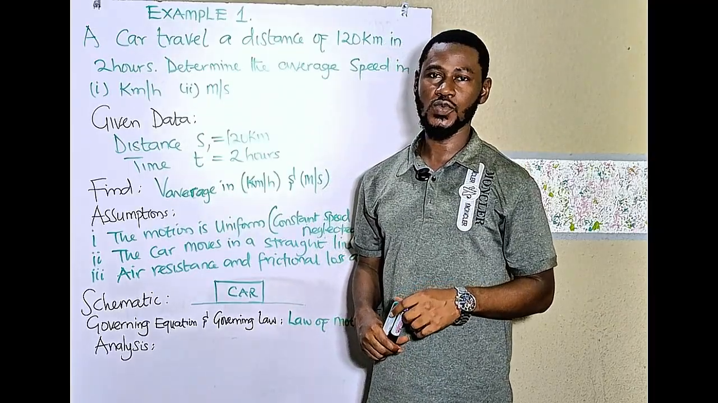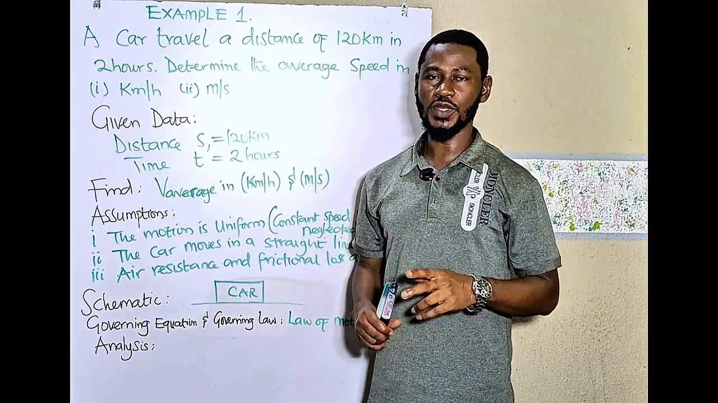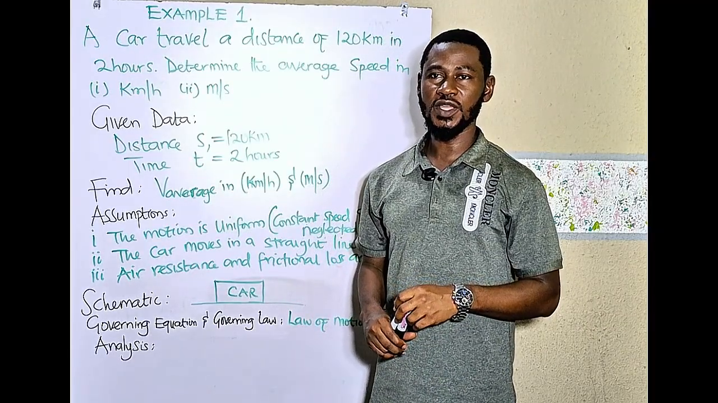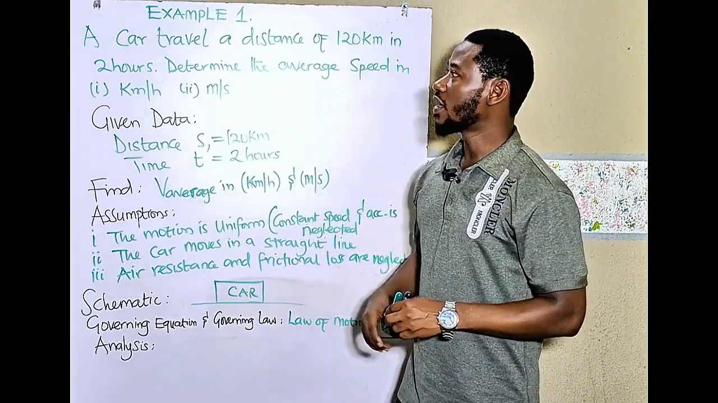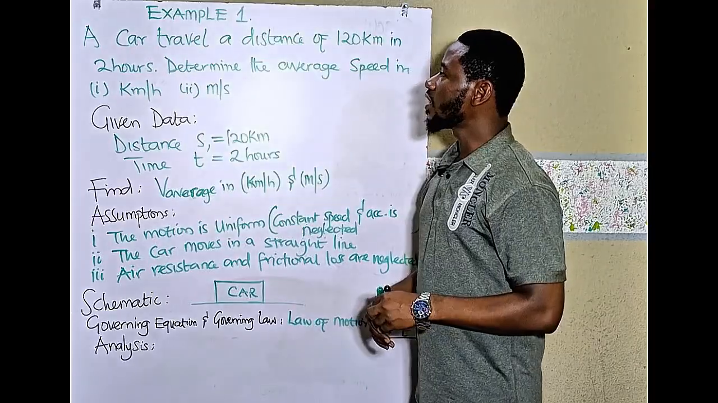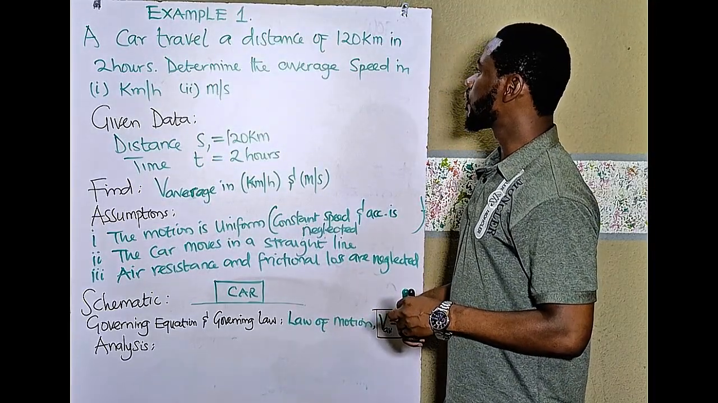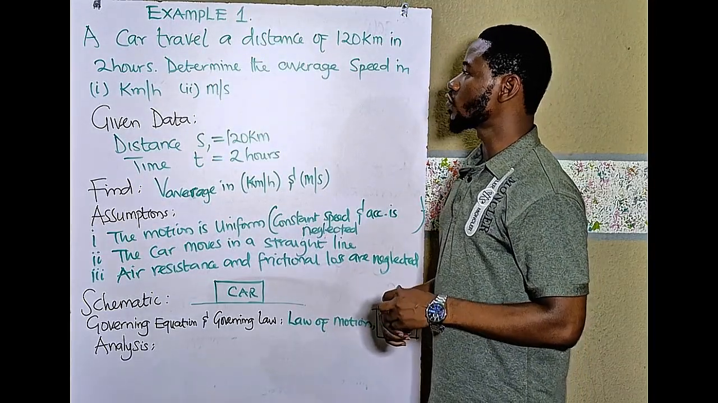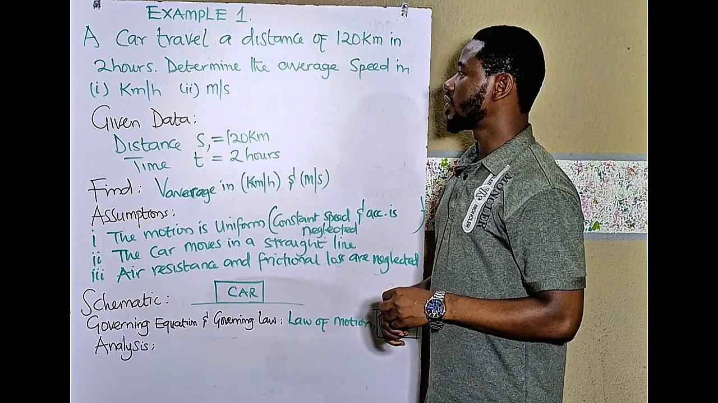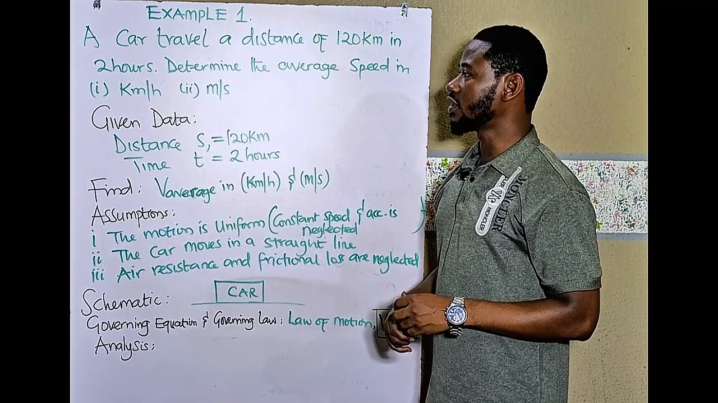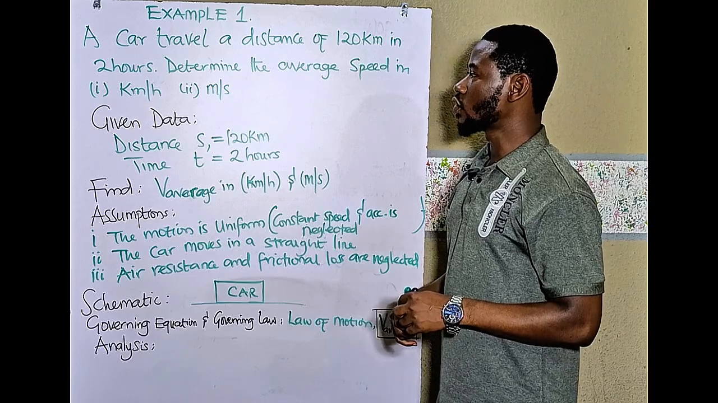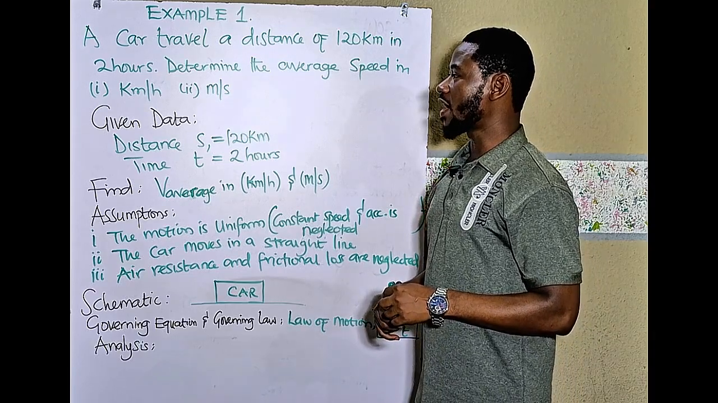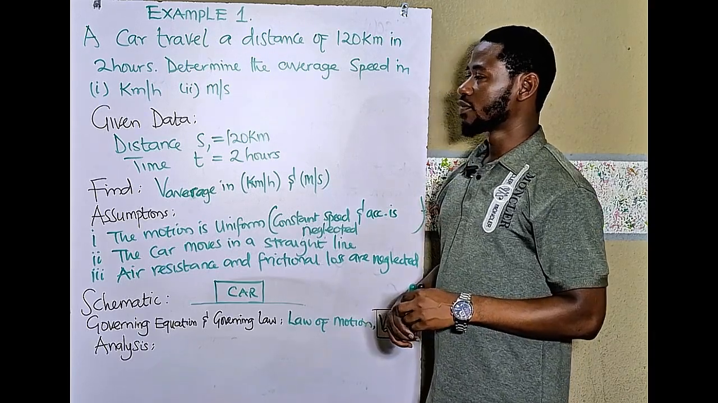In today's class, we are going to be looking at two problems using the problem techniques in my previous video. Example 1. A car travels a distance of 120 km in 2 hours. Determine the average speed in 1, km per hour, and 2, meter per second.